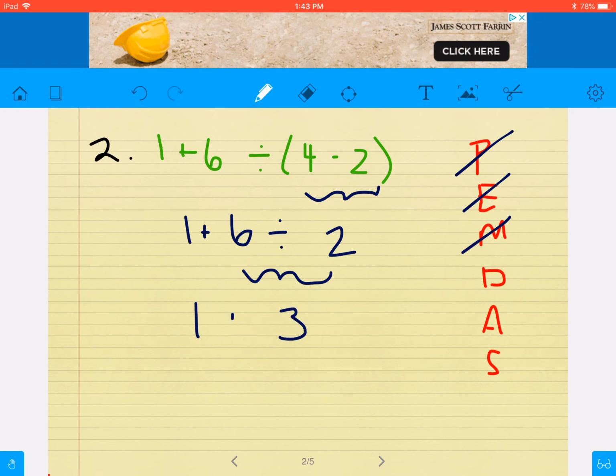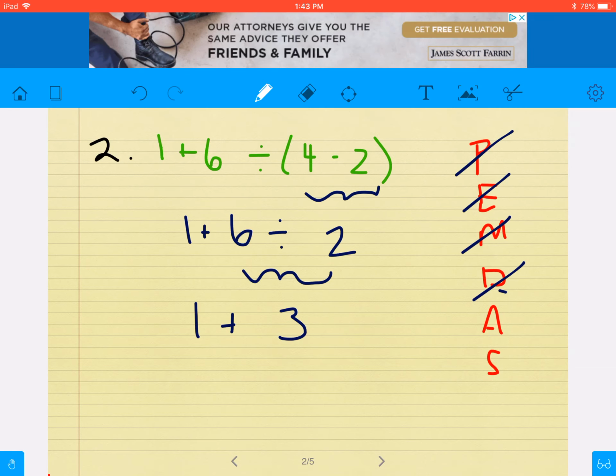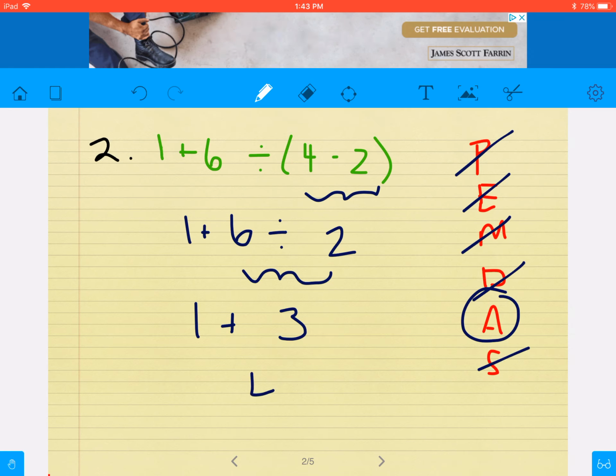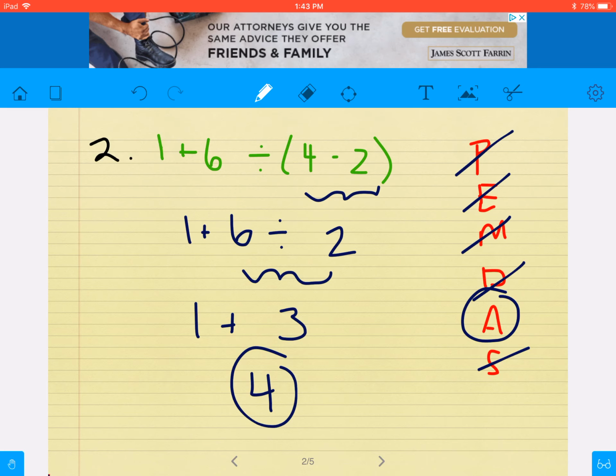All right, and bring that 1 plus back down. We've done division. Now our last operation is addition. So let's do 1 plus 3, which is going to give us 4. So 4 should be your answer for number 2.